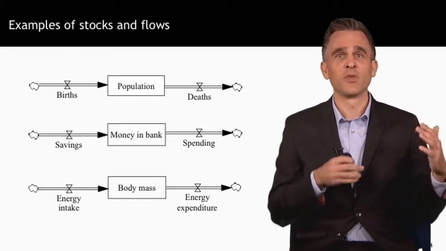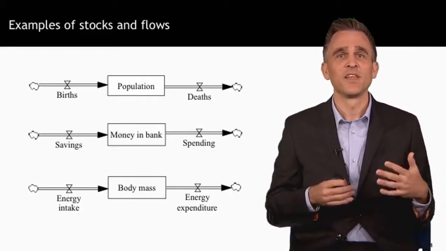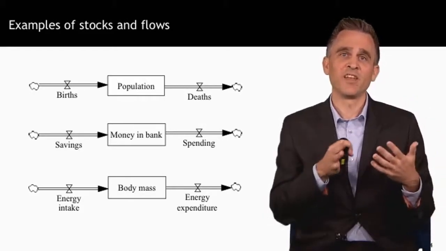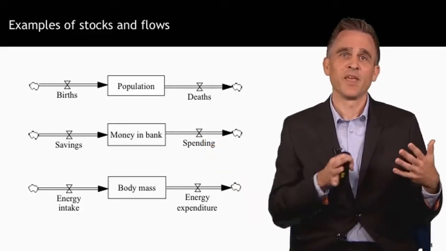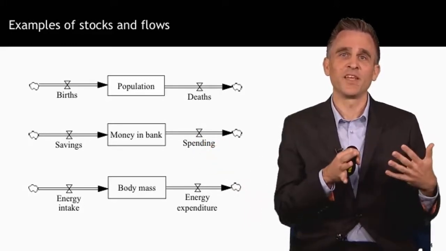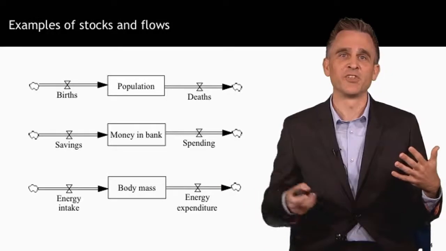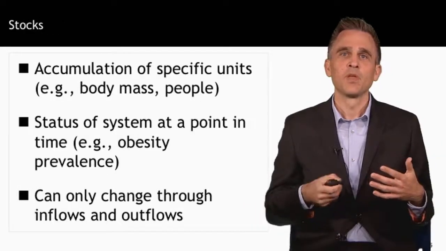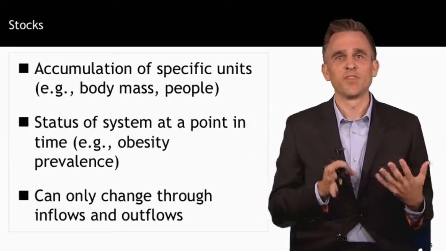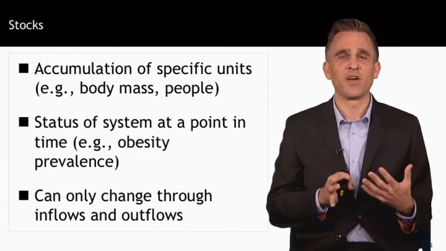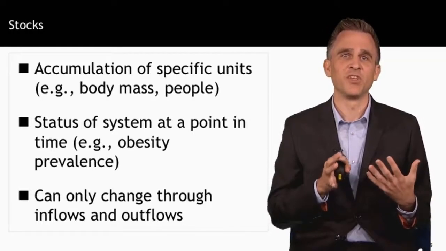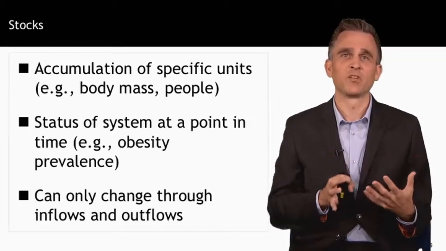Population grows through births and declines through deaths. Money in the bank grows through saving and then it declines through spending. And body mass grows through energy intake and it declines through energy expenditure. In each of these cases, stocks represent something that accumulates over time and can be quantified in specific units, such as people or dollars or pounds.